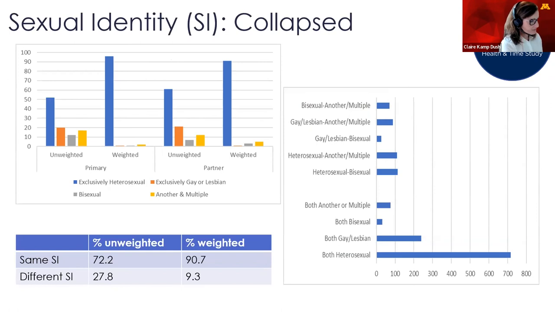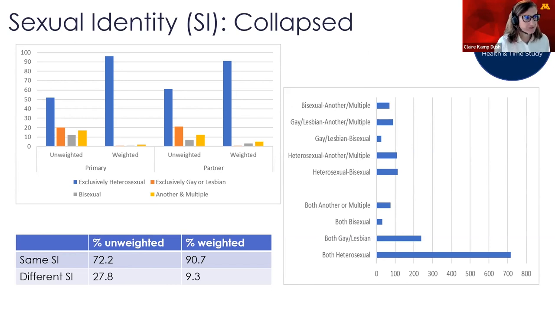For sexual identity, about 70% of the couples when unweighted had the same sexual identity, but about 28% didn't, which is kind of interesting. And so we have this coded in terms of exclusively heterosexual or exclusively gay or lesbian or bisexual or another or multiple identities.